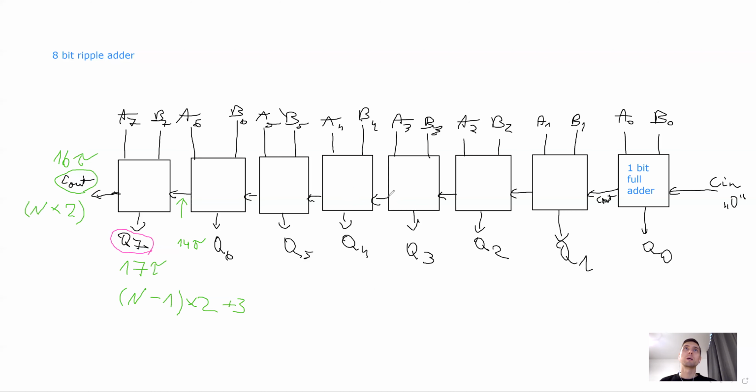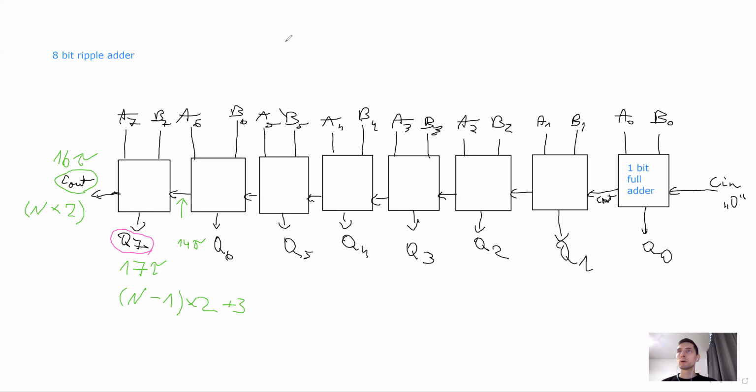But the problem would be that for 64-bit architecture, calculating the result would take 64 minus 1 times 2, something like 126, plus 3, 129 taus, right? So it's kind of slow, right?